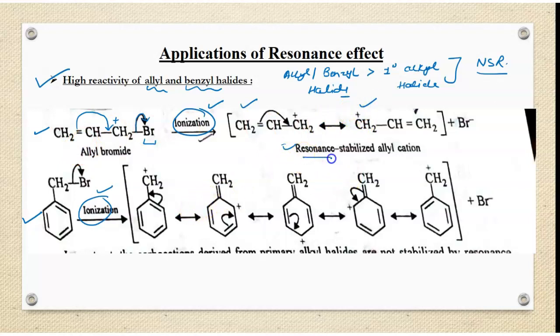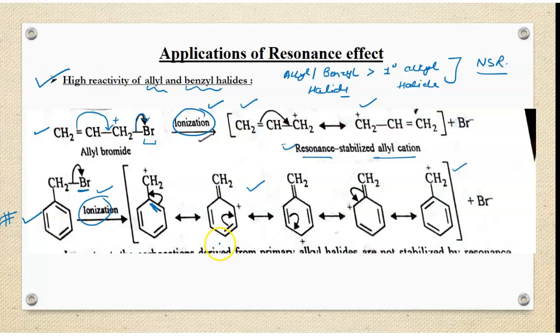So this is the resonance stabilized allyl cation over here, and similarly you can see in the second case also. In the same way, bromine being electronegative will take the shared pair of electrons towards itself, making this CH2 electron deficient. Now what will happen to remove this electron deficiency? This CH2 will take up electrons from this pi bond, resulting in a structure like this, and you will get your respective resonance stabilized benzyl cation as well.